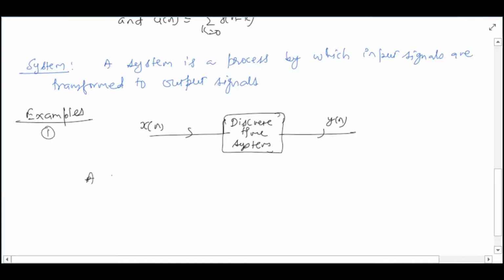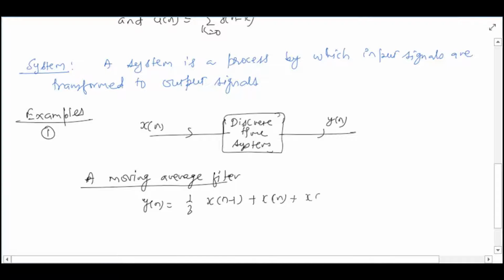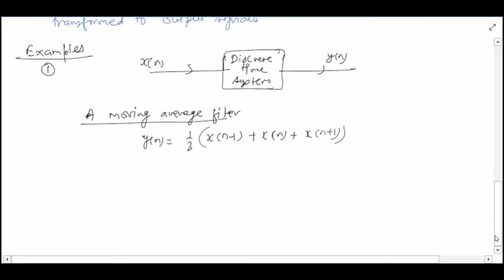a moving average filter, in which y[n], the output at any time index, is a moving average of, say, 3 of the inputs. So this is an example of a discrete time system.